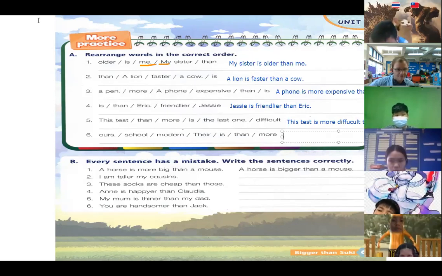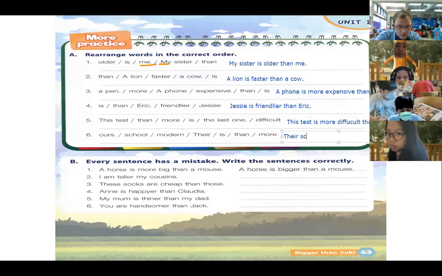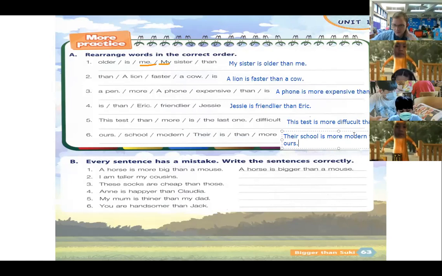Excellent. And for the last one here, number 6. What do we think? Where do we start? Their school is more modern than ours, meaning they have more nice things. More modern, meaning they have more nice and new things.